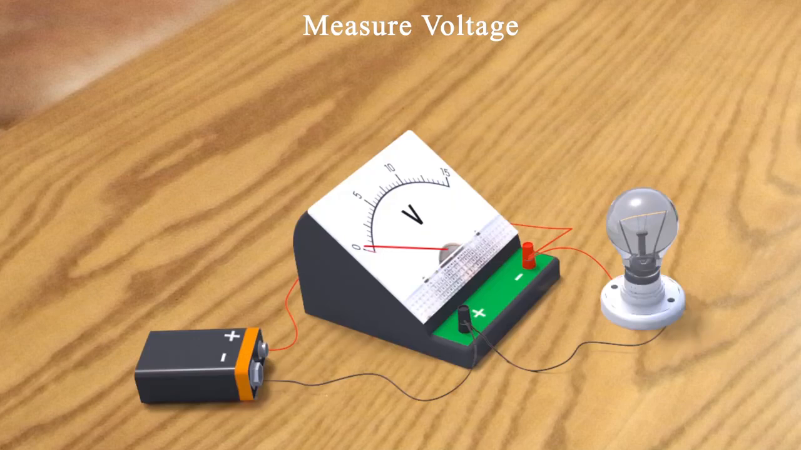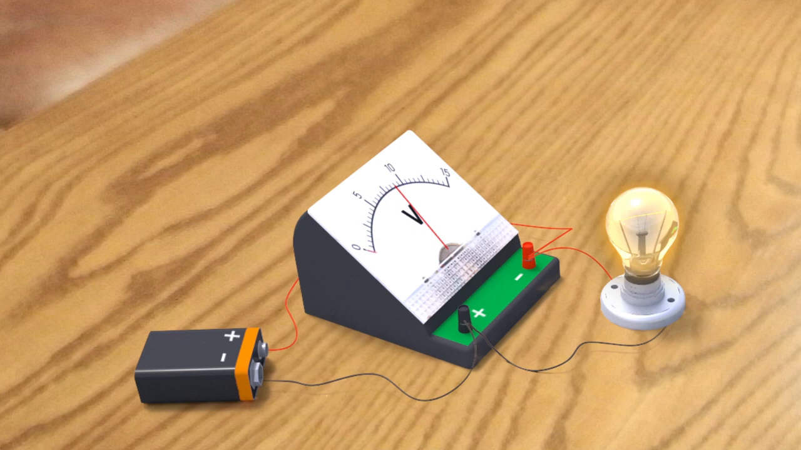How to measure voltage. The instrument used to measure voltage, potential difference, or electromotive force is called a voltmeter. The steps for voltage measurement are: connect a small light bulb to a dry cell. A voltmeter is wired in parallel with the light bulb to measure voltage across the light bulb. Connect the positive terminal of the voltmeter to the positive terminal of a dry cell, and connect the negative terminal of the voltmeter to the negative terminal of a dry cell.